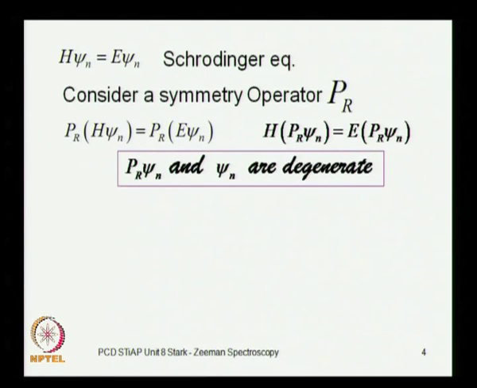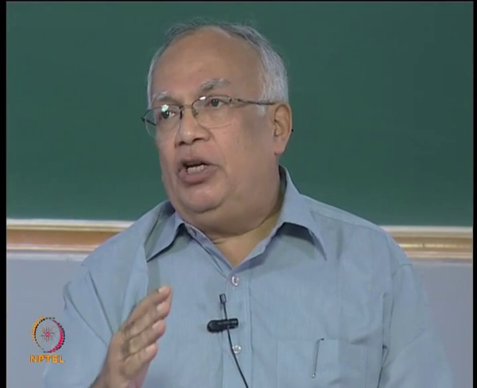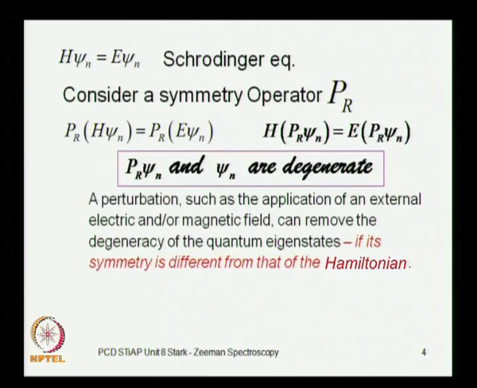Whenever you have a symmetry of the Hamiltonian, you have degeneracy, and you can break the degeneracy by applying a perturbation if the perturbation Hamiltonian has a symmetry which is different from that of the unperturbed Hamiltonian. So in the Stark effect you break the symmetry of the Hamiltonian by applying an electric field, and in the Zeeman effect you use the magnetic field.